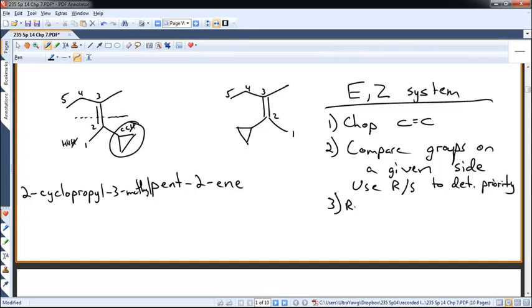Step 3 is repeat for the other side. Okay, I go to this carbon, I go to this atom, I have a carbon. I go to this atom, I have a carbon, so that's a tie. So I go one atom out: hydrogen, hydrogen, hydrogen. Write that down because I can't remember things. I go to this atom, I have a hydrogen and a carbon, so I write that down: hydrogen, hydrogen, carbon. Hydrogen ties with hydrogen, hydrogen ties with hydrogen, carbon beats hydrogen, therefore this is the higher priority group. Circle it.